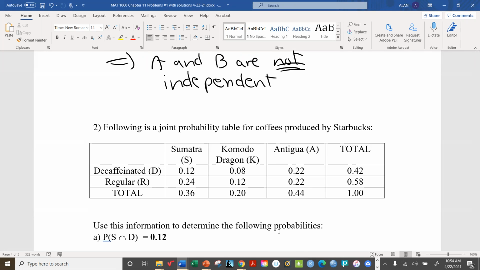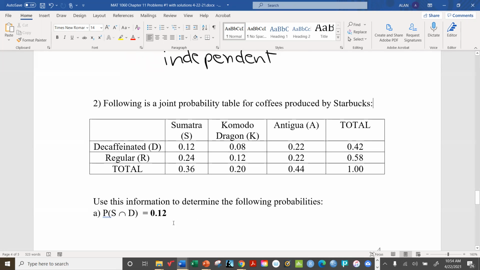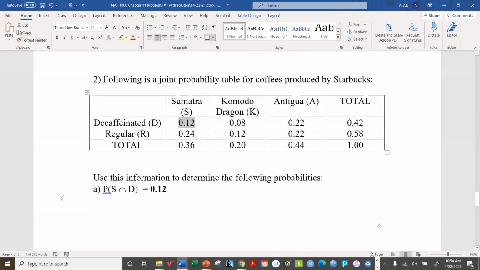But with this table in front of us, and if you notice, we don't have the raw totals like we did with the business students. All the numbers have already been converted into probabilities. So as a quick example, if I want to know the probability that a randomly chosen coffee is both Sumatra and decaf, look how easy this is. I just go right to the table and look for the intersection of decaf and Sumatra, and look what I found. That's my probability, 12%, or 0.12. And it's that easy.